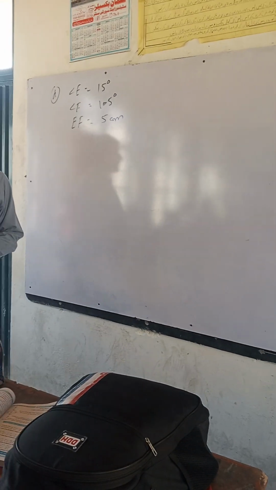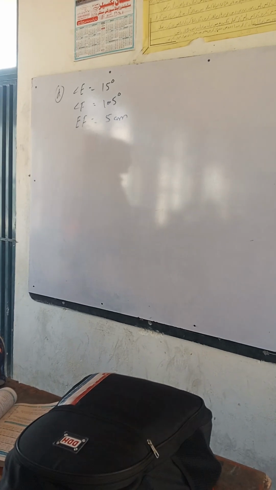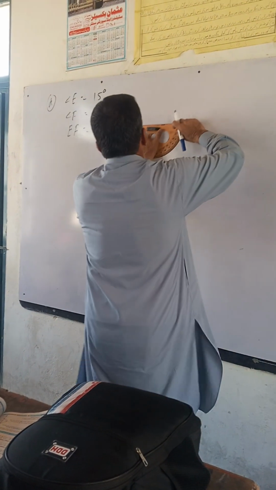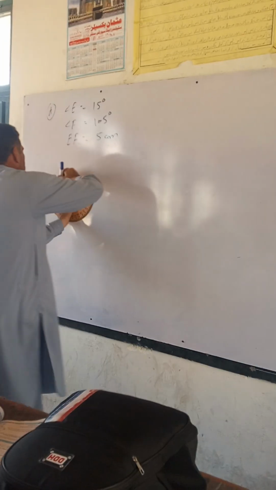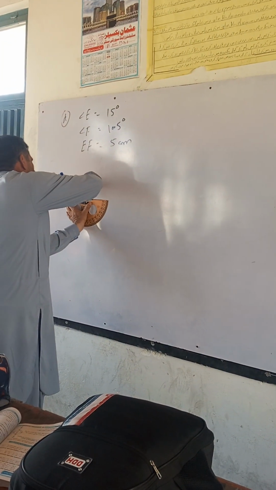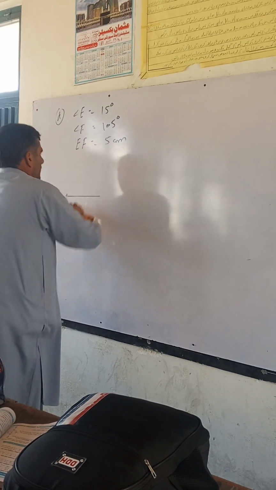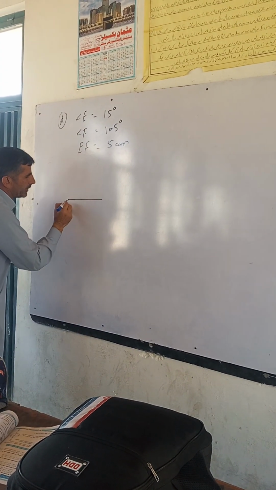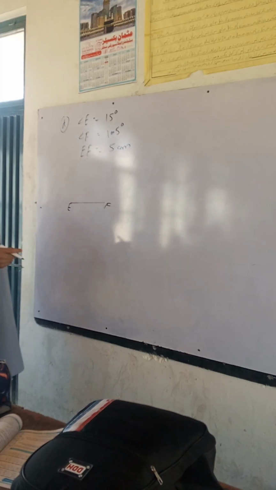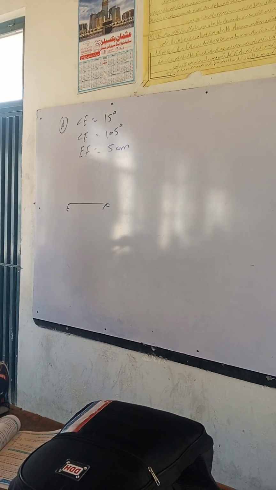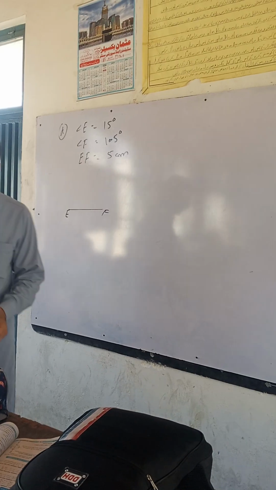Now first of all I shall draw EF 5 centimeter long. This is E and this is F. Now on point E I shall draw angle of 15 degree.